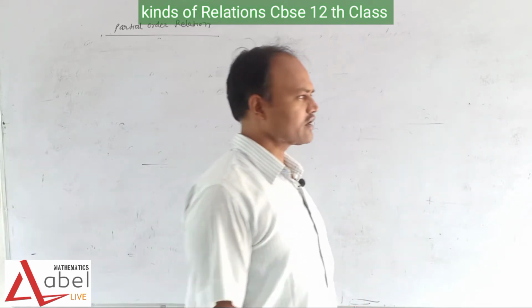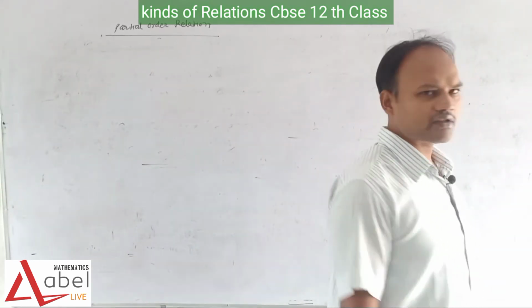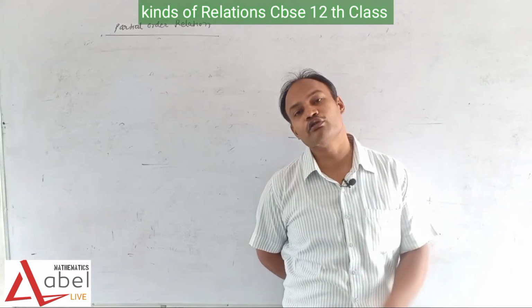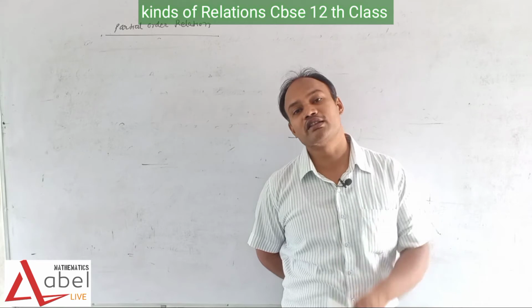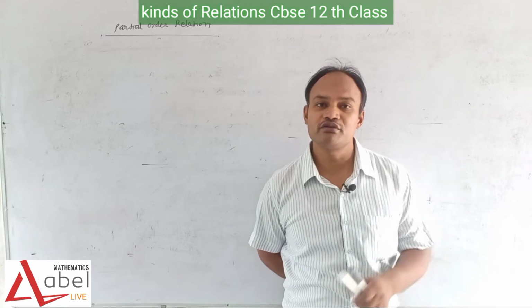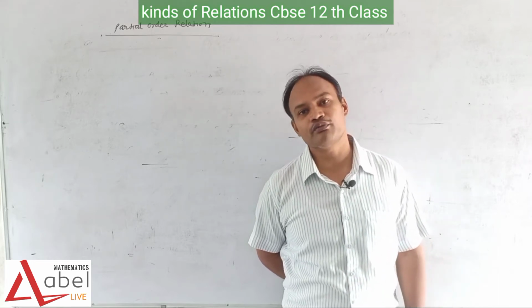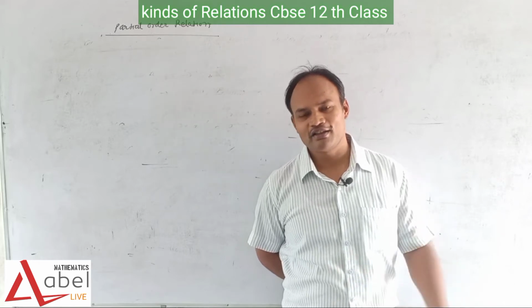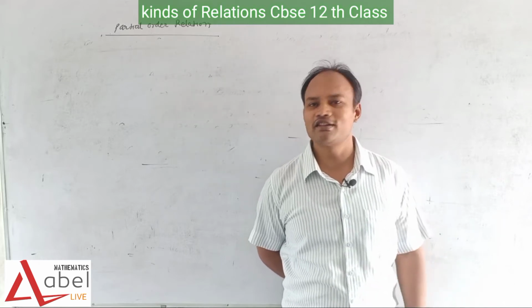If a relation R has 3 qualities, reflexive, symmetric and transitive, we can say that it is an equivalence relation. When a question asks how to prove an equivalence relation, you have to prove all these 3 things. Means you have to prove reflexive, symmetric and transitive also. So these 3 things are very useful in relations.